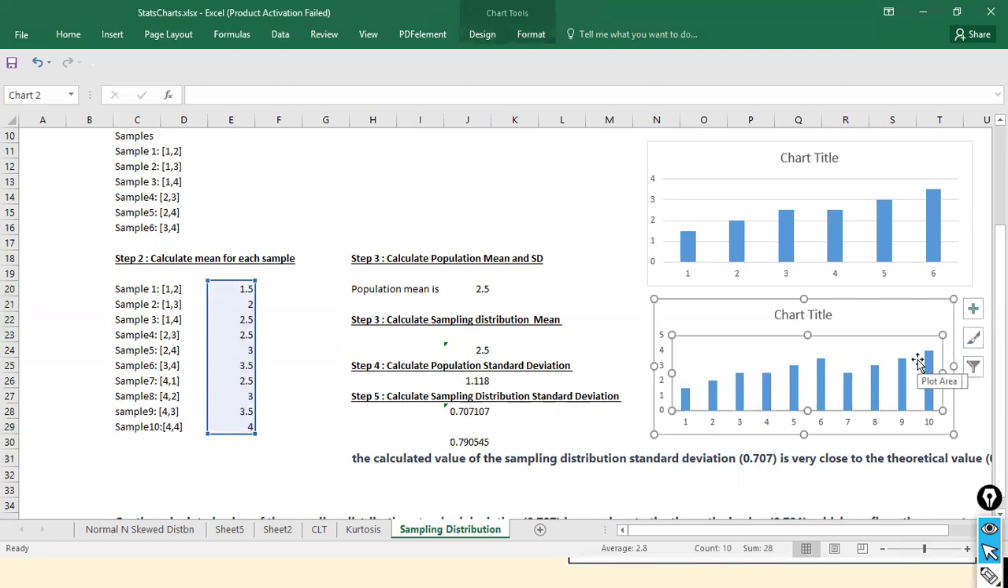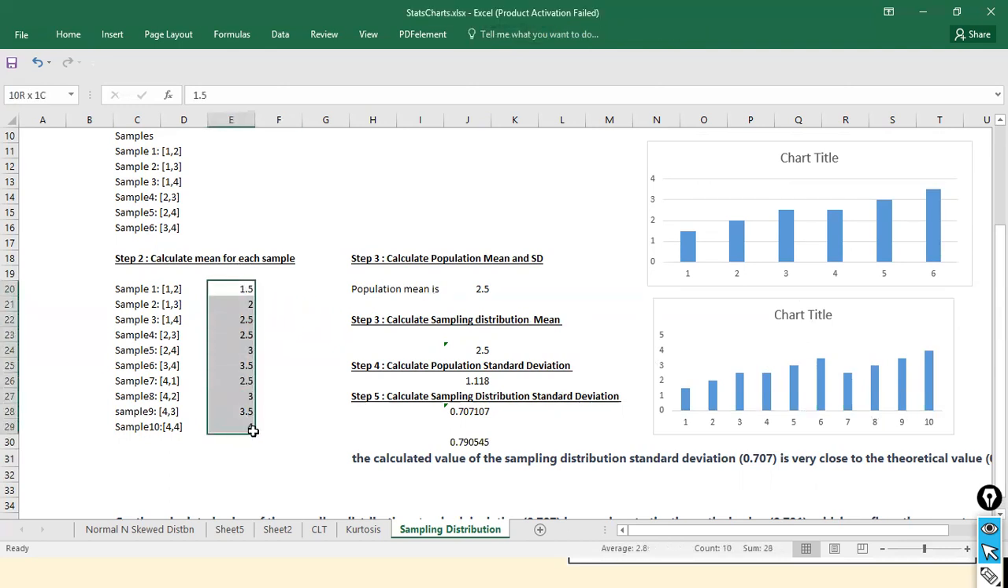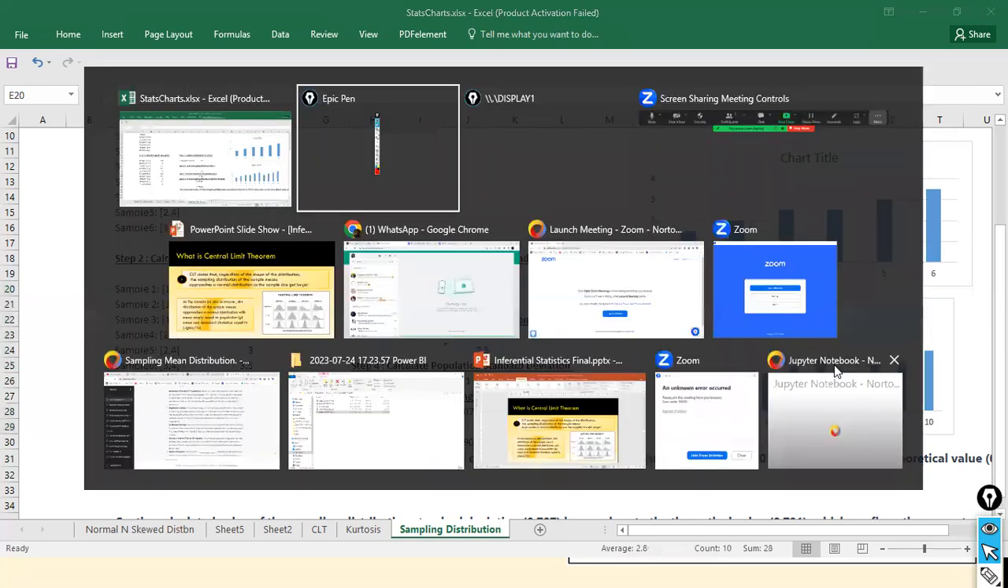So the sampling distribution of the sample means approaches a normal distribution as the sample size gets larger. In fact, the sample size here is 2. So when you draw more samples, if the sample size is somewhere closer to 30, it will become approximately normal. Even in this case, as the number of samples increases, it becomes approximately normal.